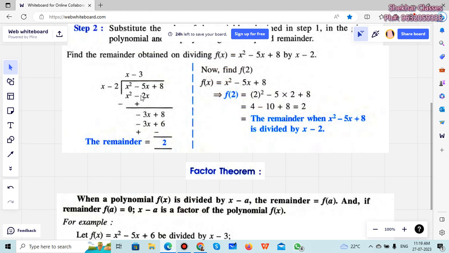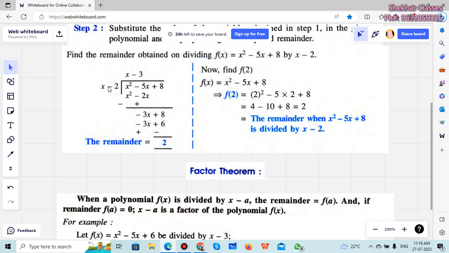If it is a plus, it will become minus. If it is a minus, it will become plus. Do it. x square minus x square is 0, and minus 5x and plus 2x become minus 3x here. Then whatever is remaining will come down, because the moment you draw this line, everything will come down here, and we get plus 8 in it. Then after, we will do the same process. What should you multiply with the first term of this divisor, so that we get minus 3x, the first term of this one?